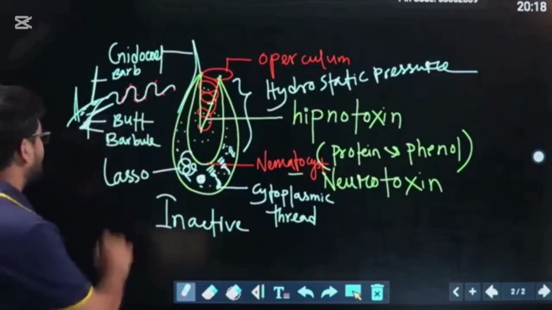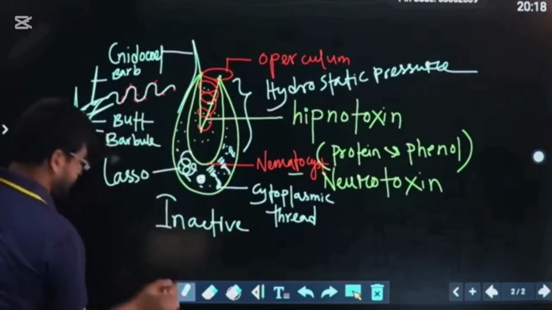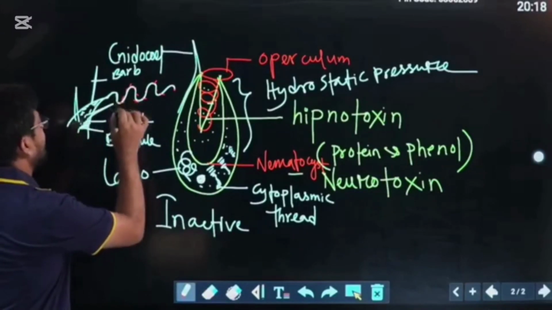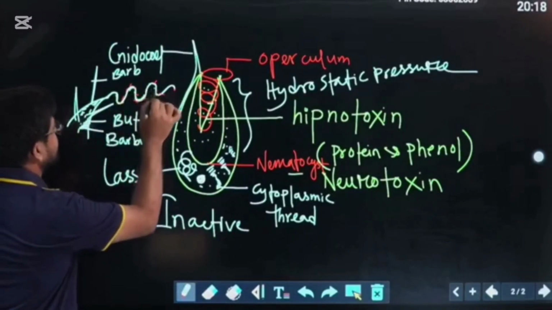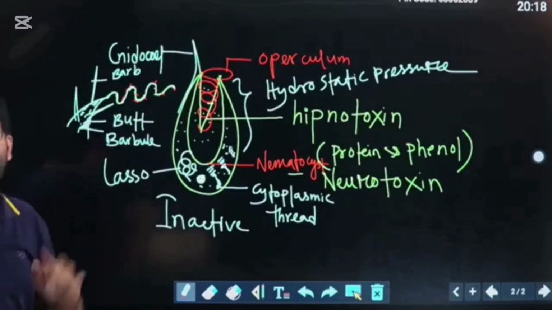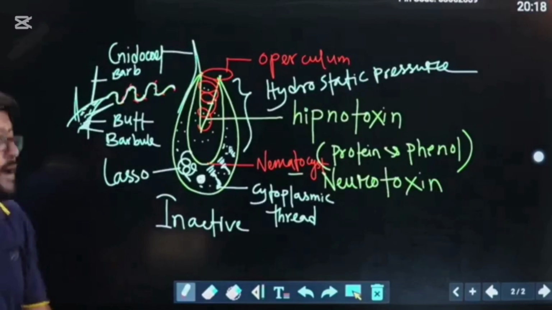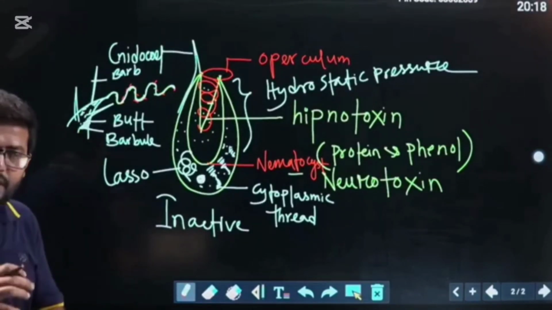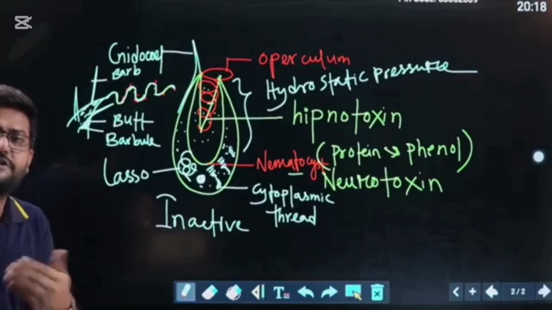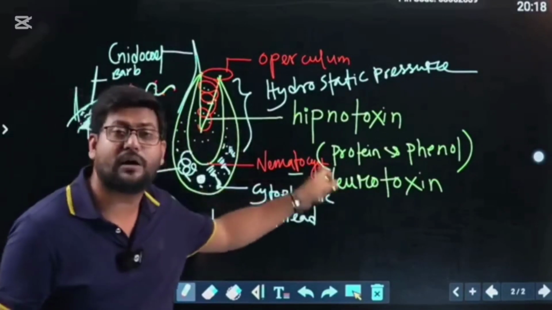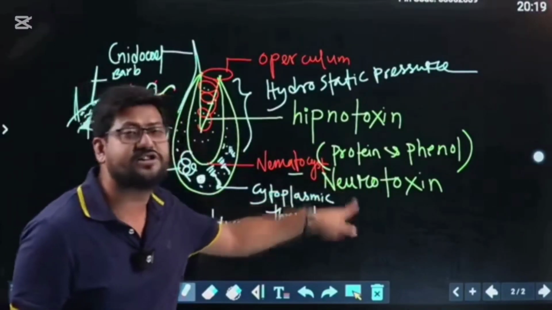Due to that, when these materials pass through this channel, these poisonous materials are injected into the body of the enemies. For that reason, the enemies can become numb, and this numbness is due to the effect on the nervous system of the other animals. So we can say it is working on the neuron. For that reason, it is neurotoxic.